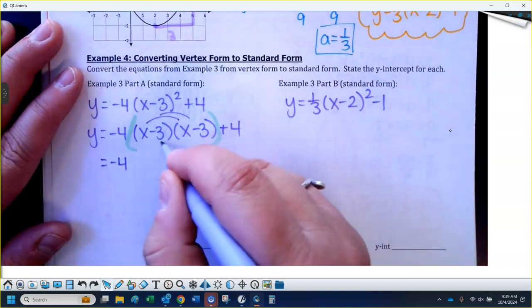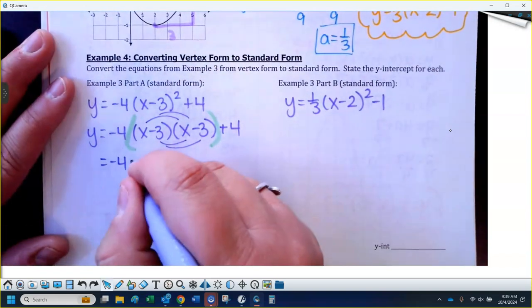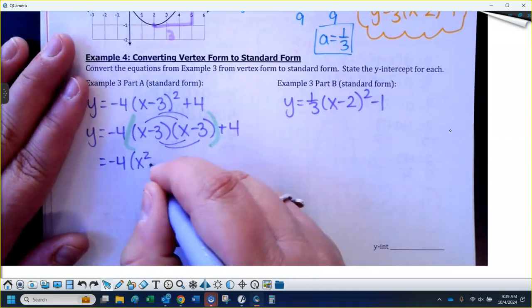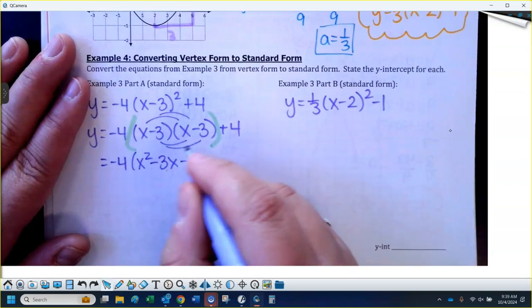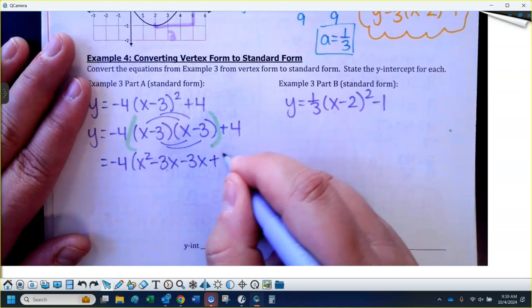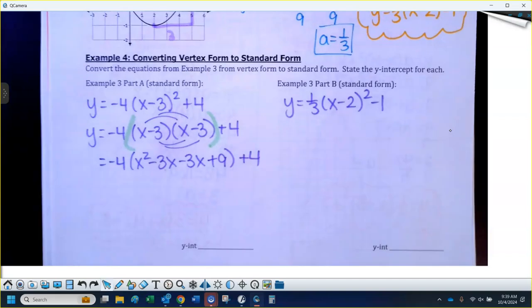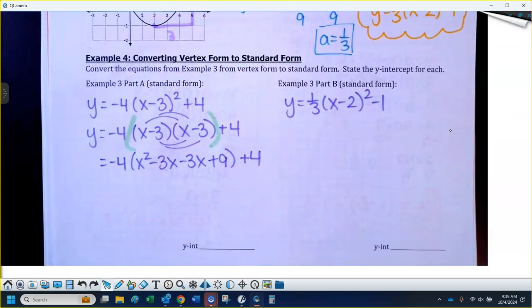Okay, now I'm going to write this out real quick. If I did foil or box, either way, you'd get x squared, then you would get minus 3x, then you would get another minus 3x, and then -3 times -3 is 9. Don't forget the +4 that was on the end of that.